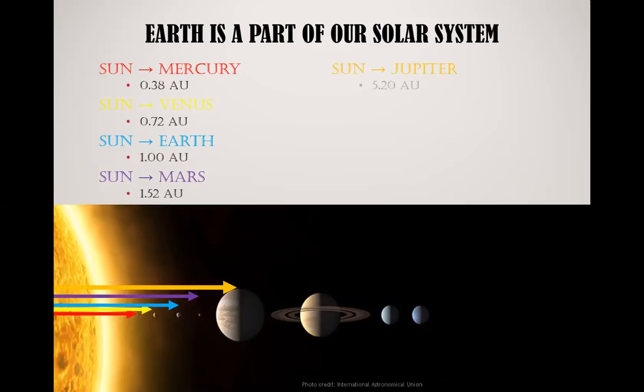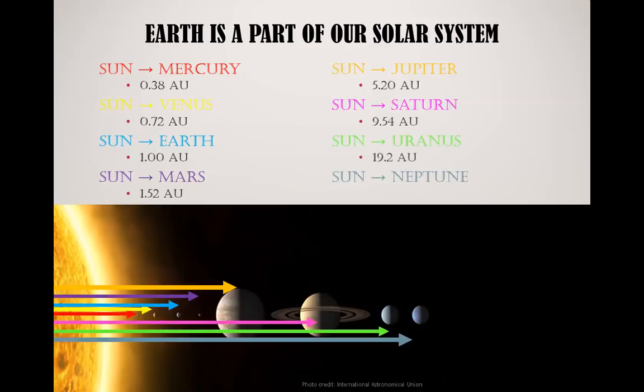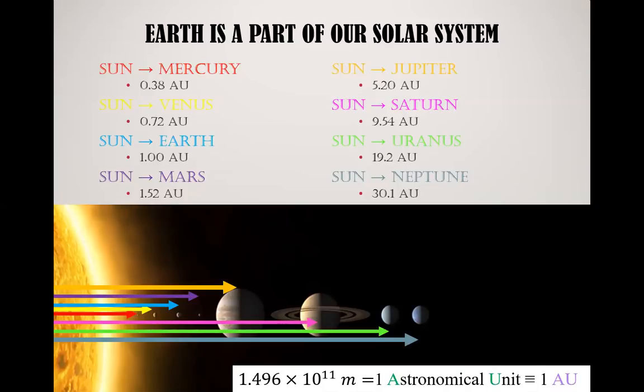I can keep going further and further until I get to the last planet in our solar system, which is an insanely large distance away from the sun, 30 AU. And already we're starting to get to big numbers again, 30. But again, 1 AU corresponds to 149,600,000,000 meters. So this symbol right here means is defined to be. This means is equivalent to.